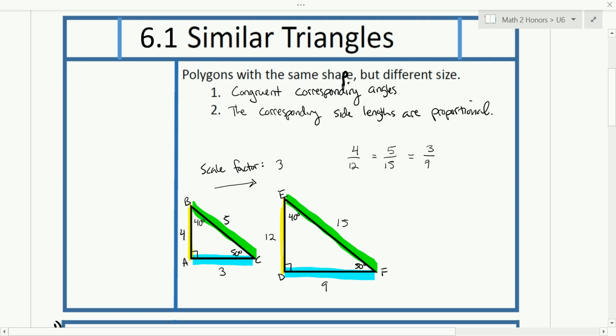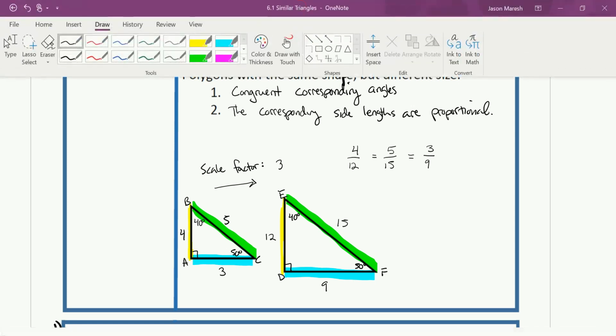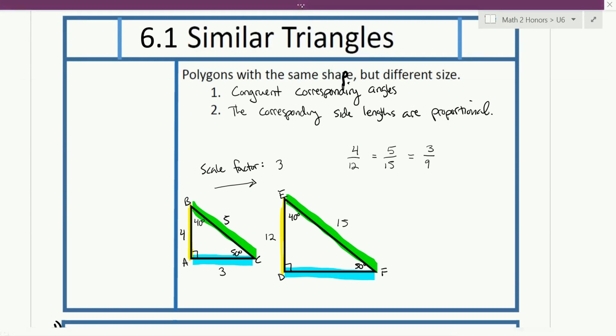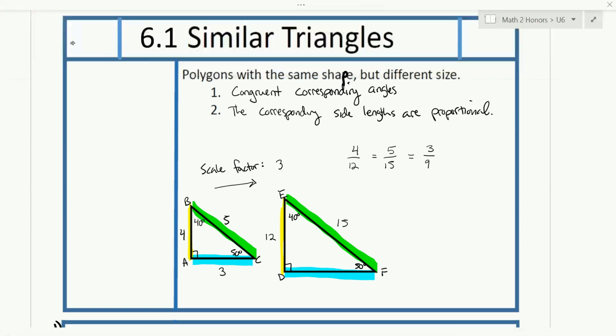Okay. Let me just talk about one thing here. Say we had a missing side. Say instead of 9, I put x here. We know it's 9, right? And to solve for x, there's a few ways we could do that. One, if you know the scale factor, it's really easy. Oh, 3 times the 3 is going to be 9, and I've got it, right? But we'll come into some problems where the scale factor is not so obvious.